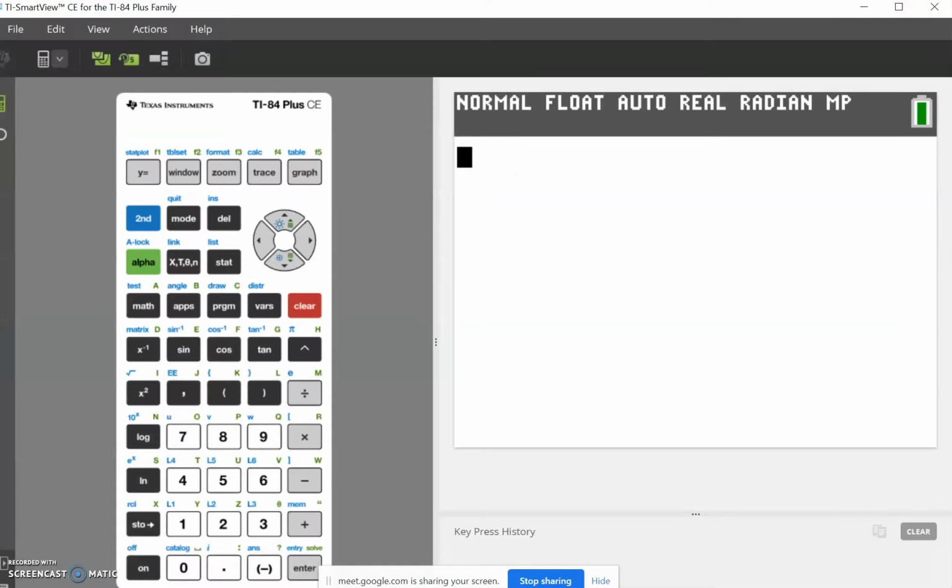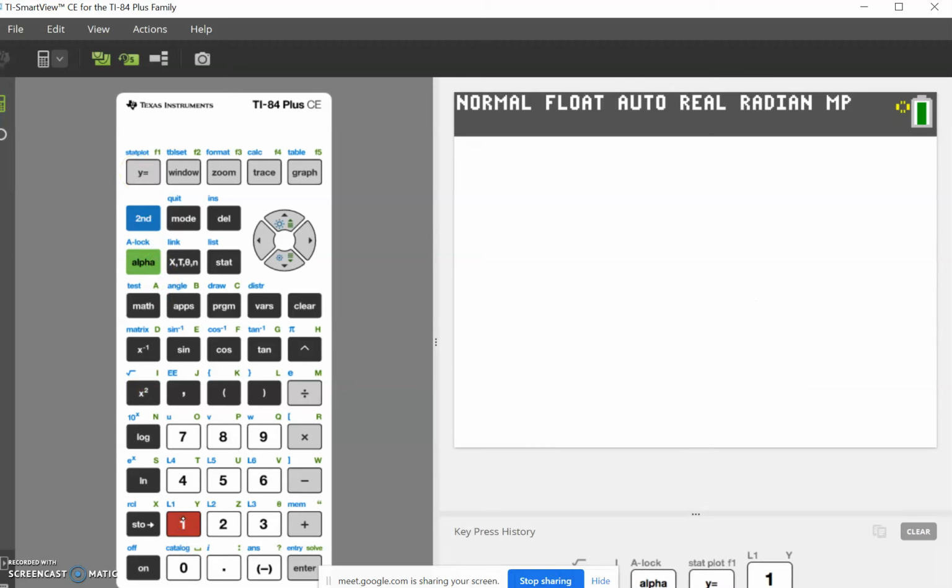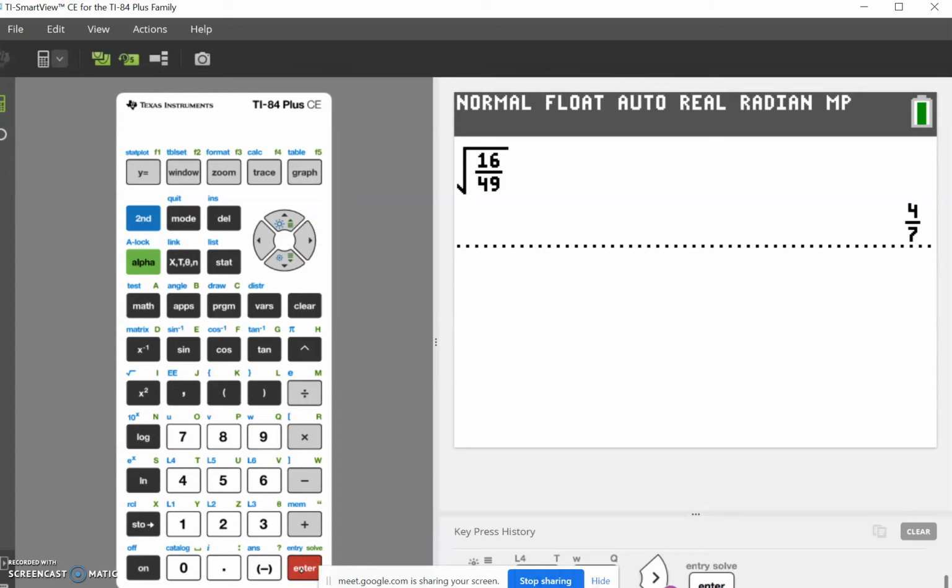Let's look at the calculator here. If I do second square root, I can then type in my fraction, and I can type in my 16 over 49, coming out from under the radical. When I press enter, it's going to simplify and give me that same answer of 4/7. Generally, when you are working a problem, and let me do that square root of the -9.